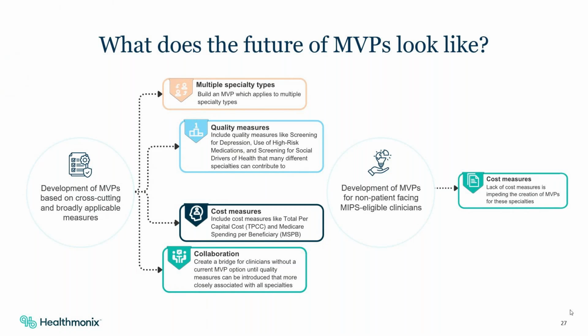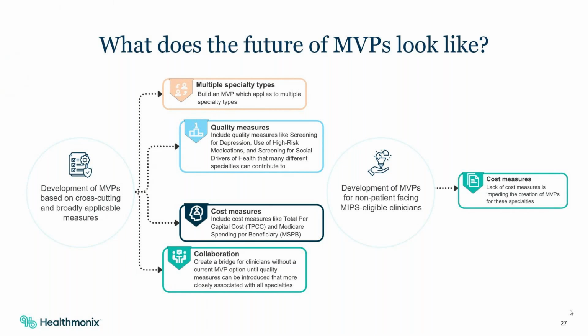Quality measures include quality measures like the screening for depression, high-risk medications, including a lot of those measures in each one of the categories because those are the high priority measures that CMS has deemed they want to see. Include cost measures like TPCC and MSPB and all the new plans. Collaboration, so creating a bridge for clients without an MVP option until they can be introduced and more closely associated with all the specialties. Basically taking a little bit of a step back and looking at making these measures available to all.